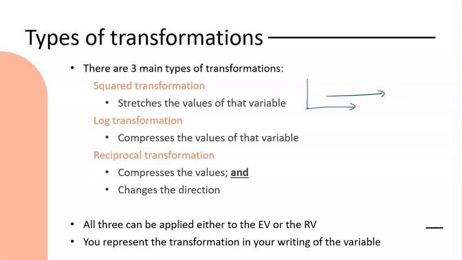We have a log transformation, very similar to what we did in univariate data with log histograms, where if I apply a log transformation, what that will do to my data is compress the scale. It will take very large and spread out numbers and compress them down to a much smaller range and smaller values. And finally, we have what we call a reciprocal transformation.